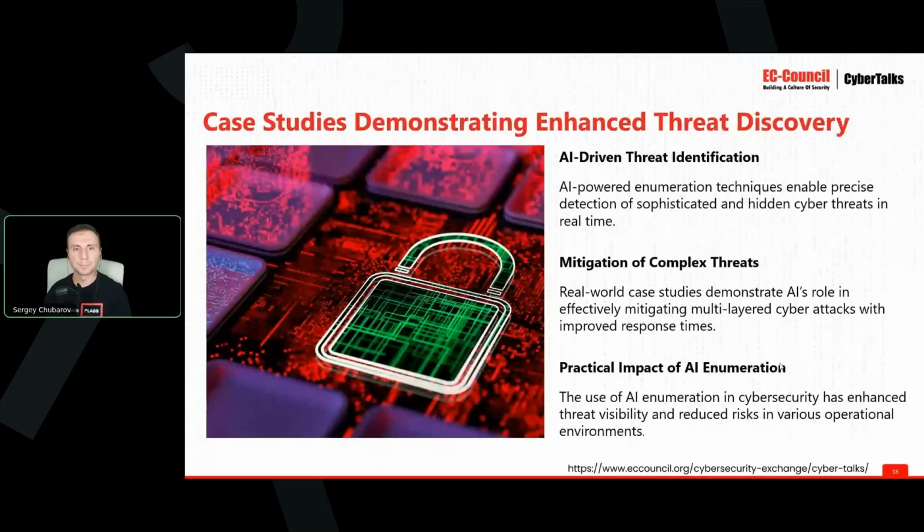Also, mitigation of complex threats. Because of AI, there are a number of cases in the world when companies mitigated multi-layer cyber attacks much quicker compared to humans, because even if the SOC works 24/7, still the human reaction might be slower than the reaction of the bot, of the AI. So for enumeration specifically, AI enhances visibility and reduces risk in various operational environments.